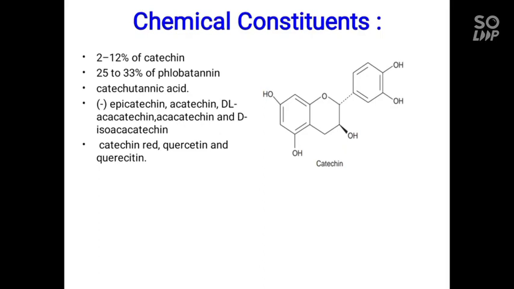Then chemical constituents. 2 to 12% of catechin, which is the main chemical constituent of black catechu. The structure of catechin is shown on the slide. 25 to 33% of phlobatannin, then catechu tannic acid, epicatechin, acacatechin, D-L-acacatechin, and D-isoacacatechin. These are the chemical constituents present in the black catechu. Also present are catechinic acid, quercetin and quercetin.